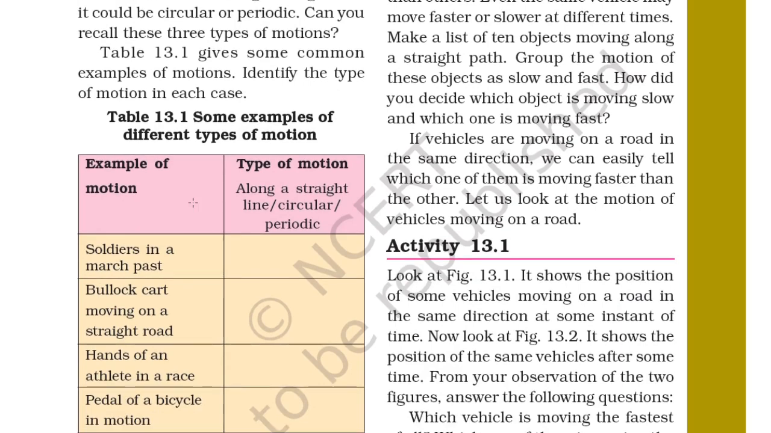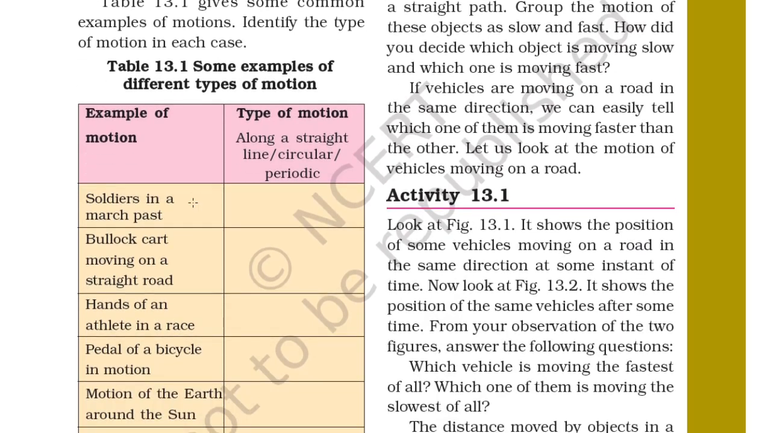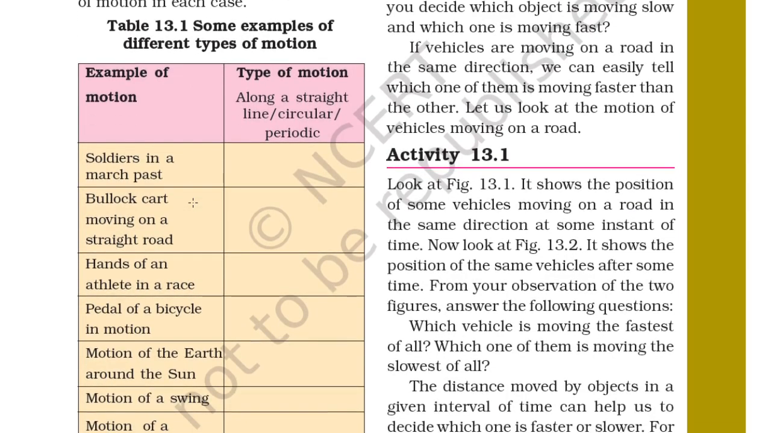So in Table 13.1, examples of different types of motion, we have the example of motion and the type of motion: along a straight line, circular or periodic. You can see a soldier in a march past. So it is in a straight line. A bullock cart moving on a straight road is also in a straight line. It is the movement of the bullock cart on a straight road.